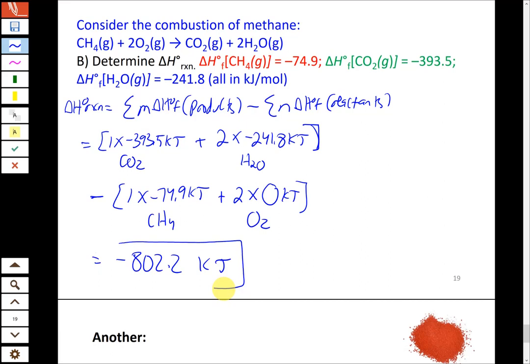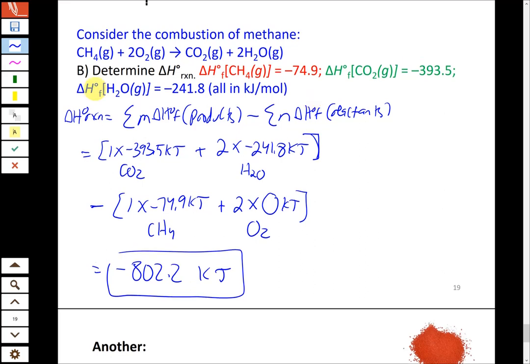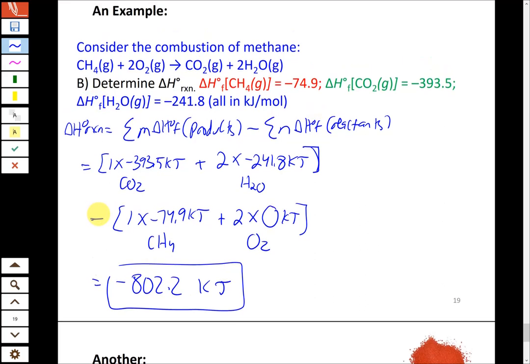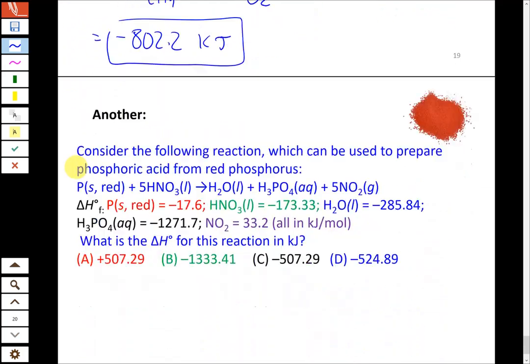All right. So if everything that you're given is a delta H of formation, then you can just do products minus reactants, and you'll get delta H for the reaction without having to write out a million equations, without having to balance them and add them and flip them and all that stuff. Okay, so any questions on that? All right, we'll just do one more like that.